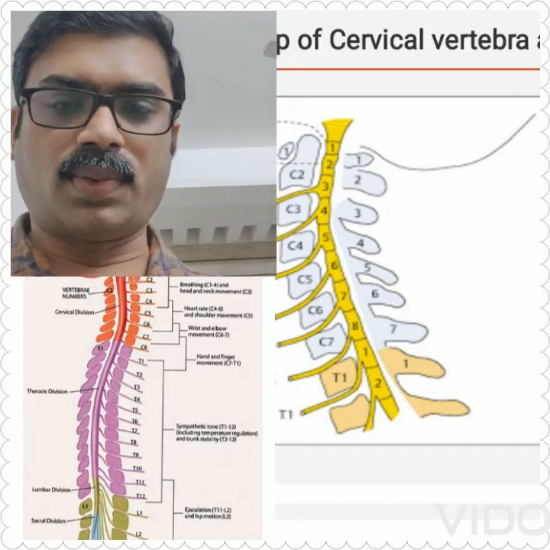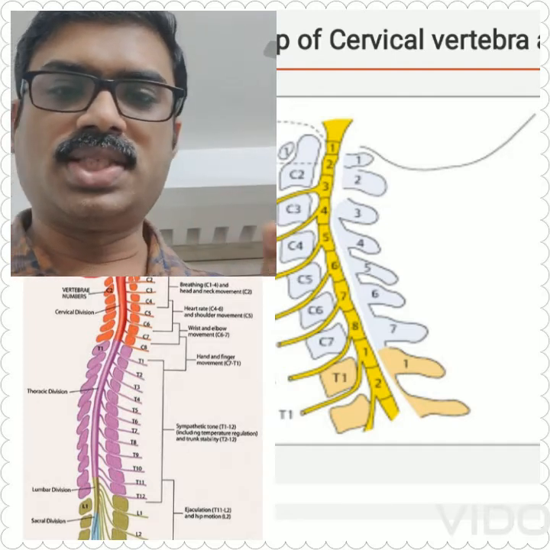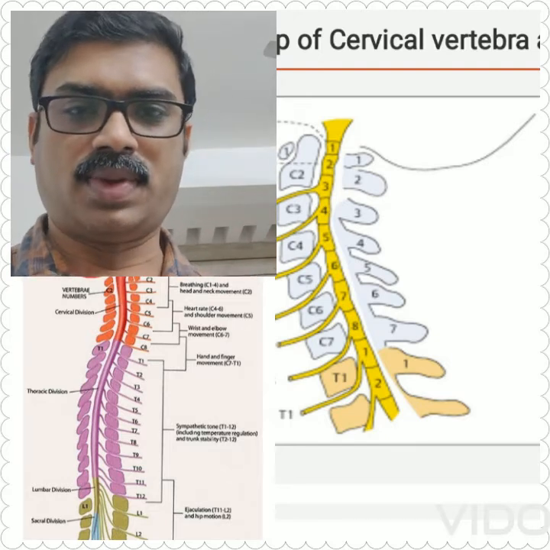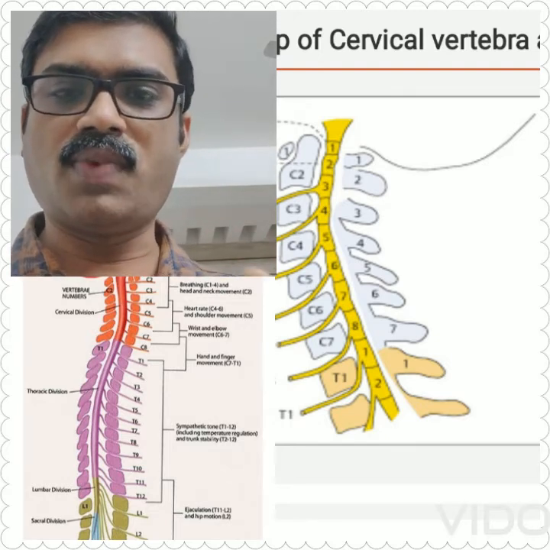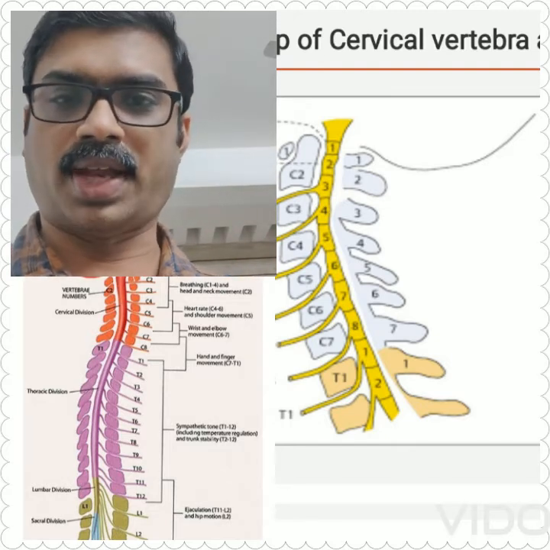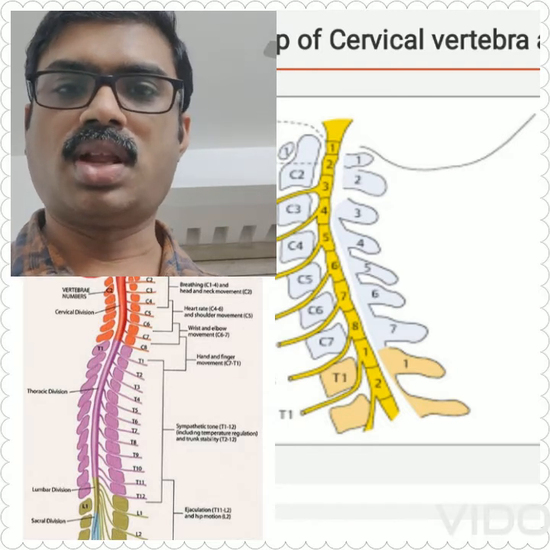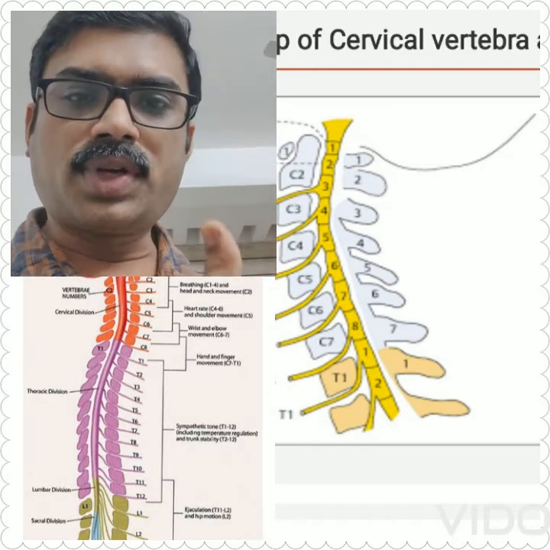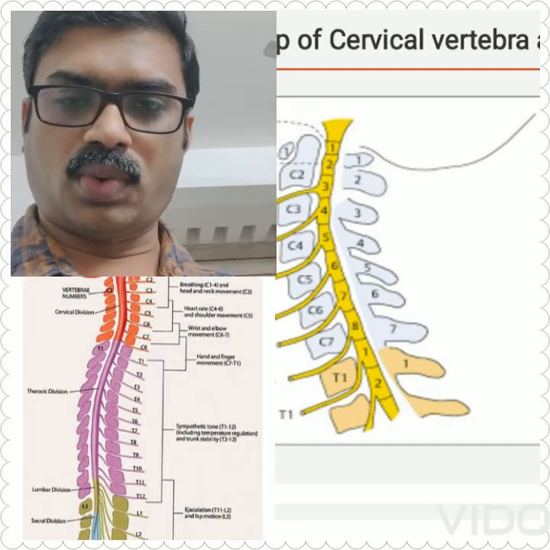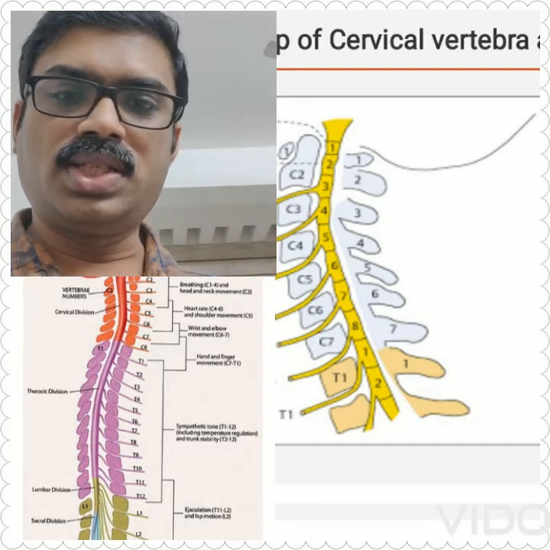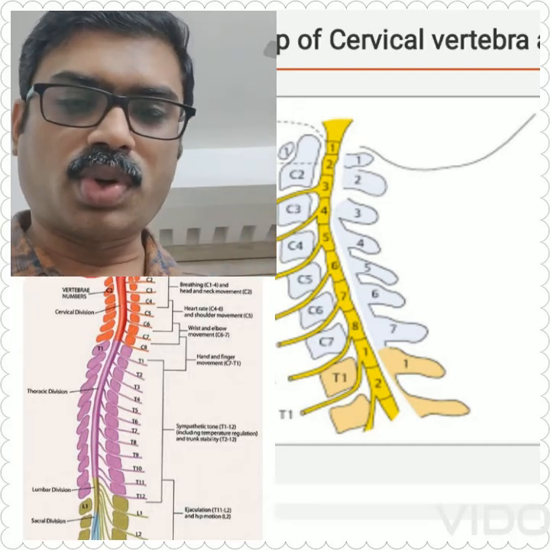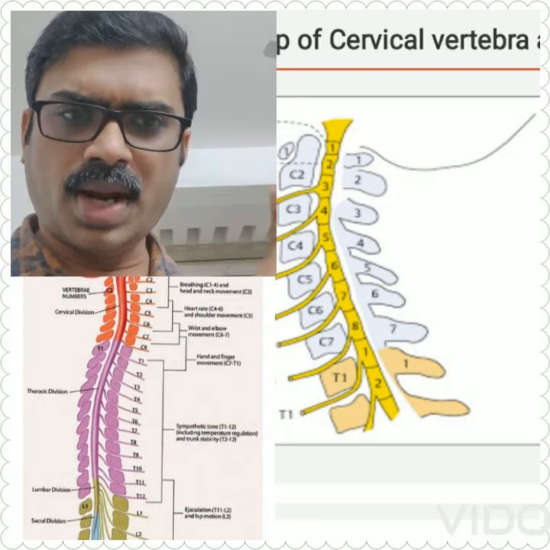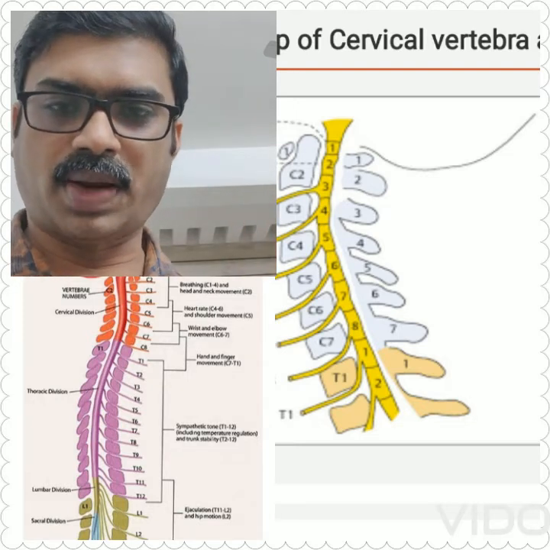Now, the C8 root here will come between C7 and T1. So, a C7-T1 disc prolapse will cause symptoms pertaining to the C8 nerve root. Now, after that, the T1 nerve root will come between T1 and T2. So, this process will continue down until we reach the lumbar vertebra.